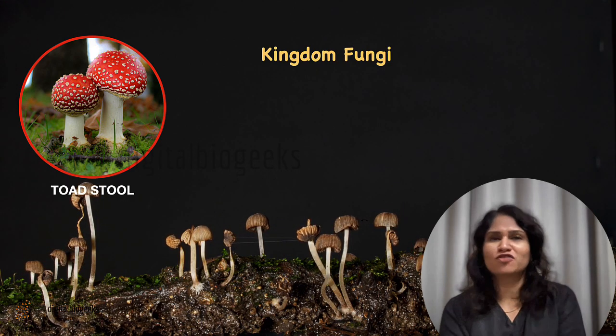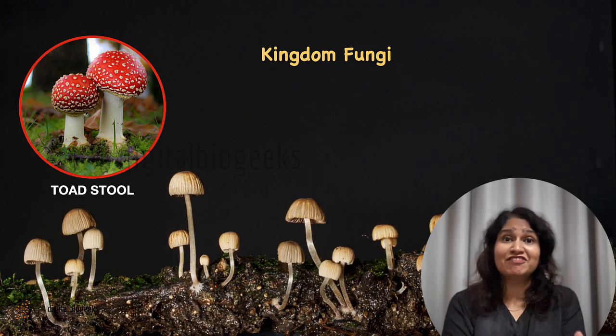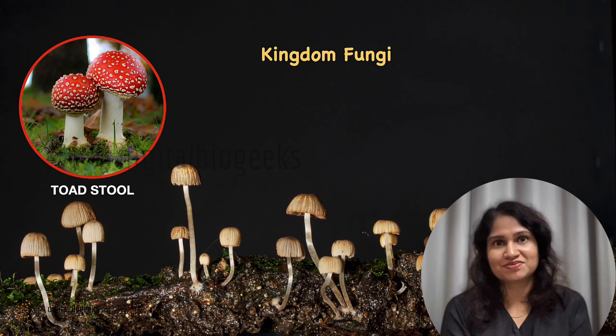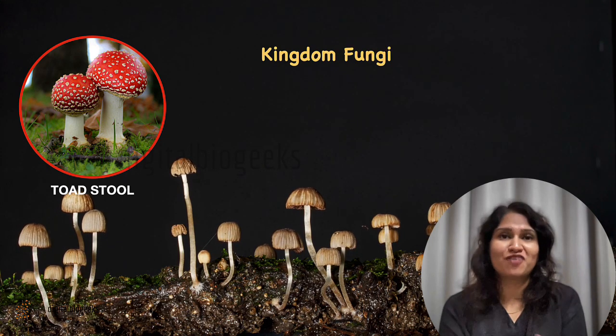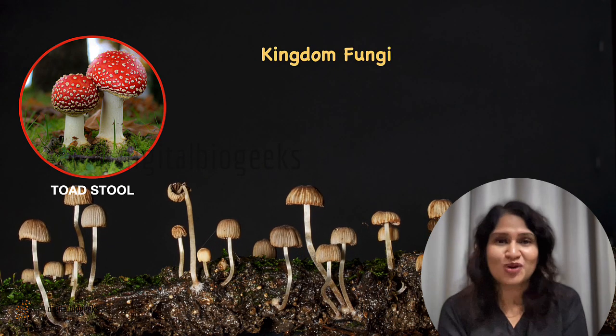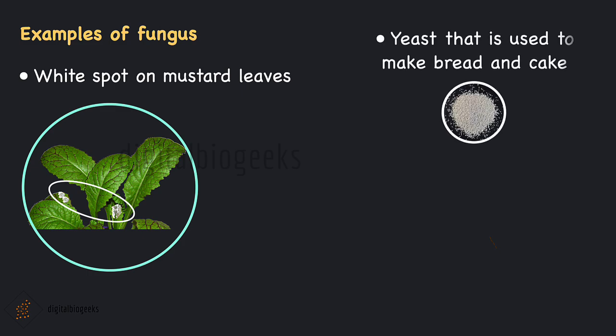Not only in morphology, fungi show a wide variety in their living habitats as well. About 99,000 species of fungi are distributed throughout the world. For example, white spots on the mustard leaves are due to a fungus. Another familiar example is yeast that is used to make bread or cake.